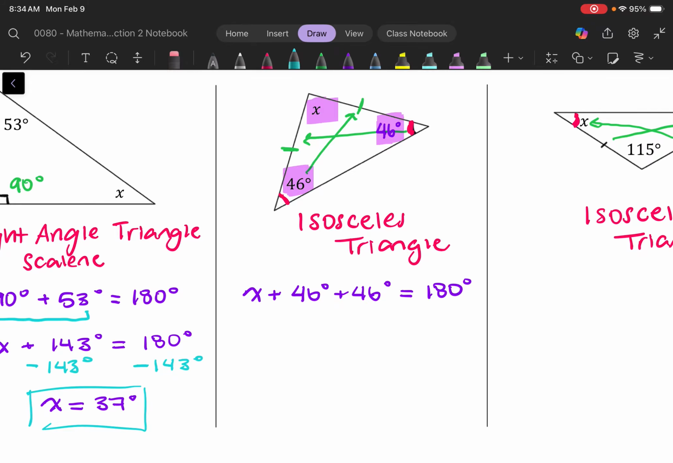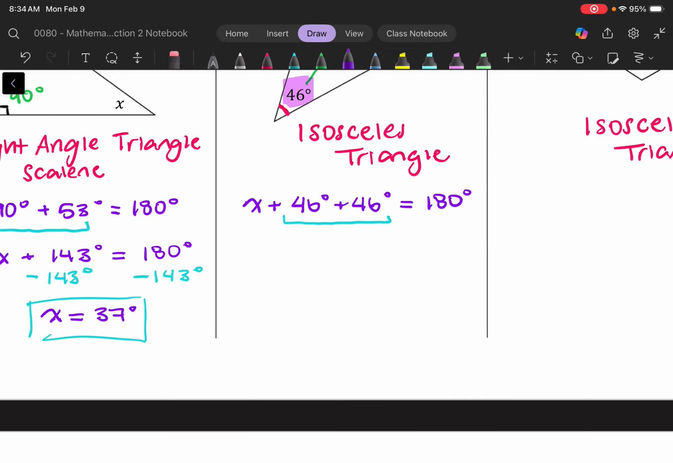And just like before, I'm going to simplify my left-hand side. So I'm going to add the 46 degrees and the 46 degrees, and I end up with, oops, not equals, plus 92 degrees. Right, so just that simplification step. And I want to get x alone, so I'm going to subtract 92 degrees from both sides. And when I do so, I get x is equal to 88 degrees.